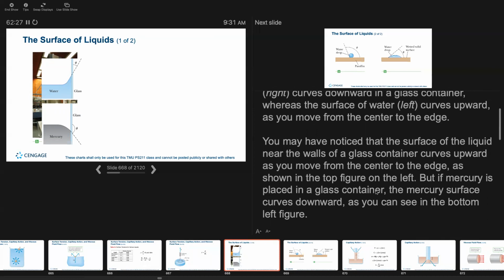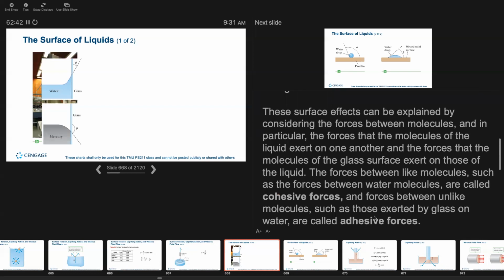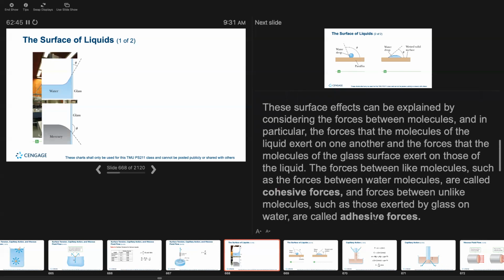So this is something you may have noticed: the surface of a liquid near the walls of a glass container curves upward as you move from the center to the edges, as shown in the top figure, say if you have a glass of water. But if you had mercury in a container, it would be the opposite, which maybe is something you haven't seen. These surface effects can be explained by considering the forces between the molecules, and in particular the forces that the molecules of the liquid exert on one another, and the forces that the molecules of the glass surface exert on those of the liquid.